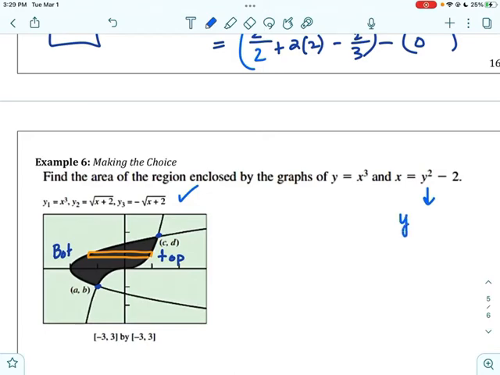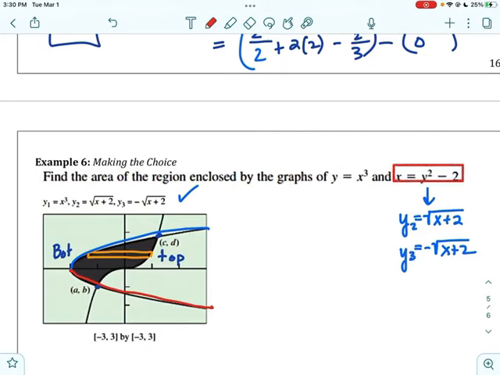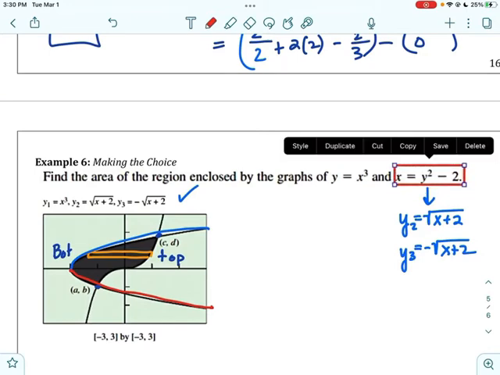Y2 is equal to the square root of x plus 2. That's the top half of the parabola, being this half. And then you have y3 is equal to the negative of the square root of x plus 2, which is going to give the bottom half of that parabola. So it looks like this, right? So the thing is that the x equal equation allows you to put the whole thing together as one expression.